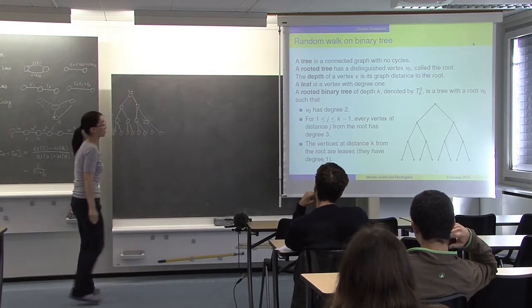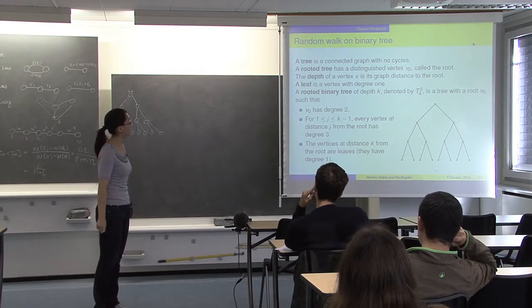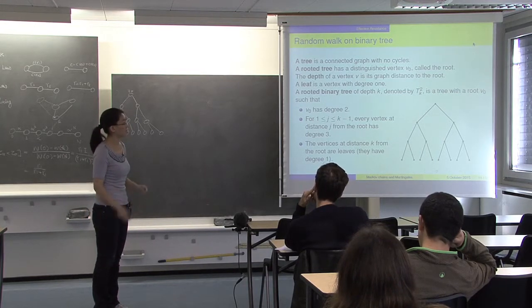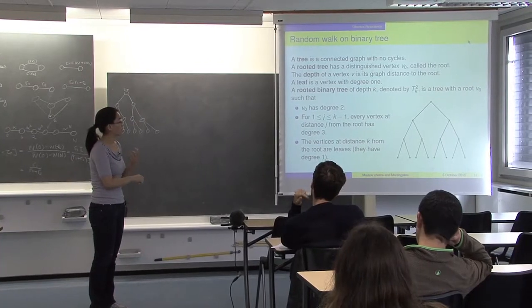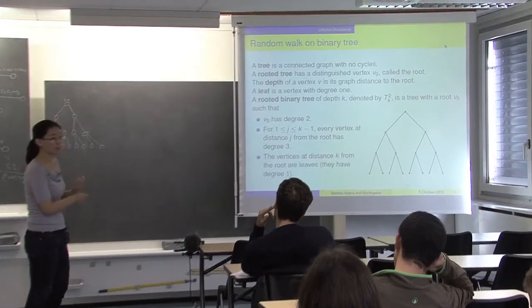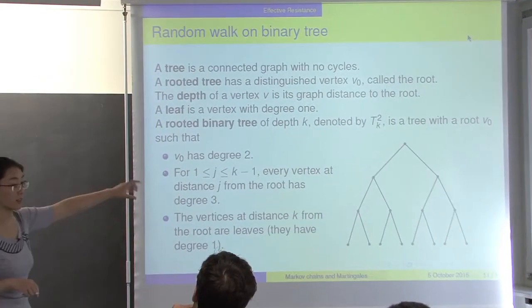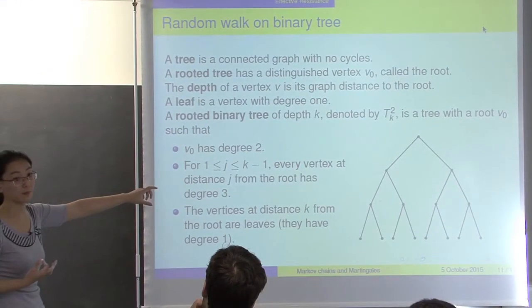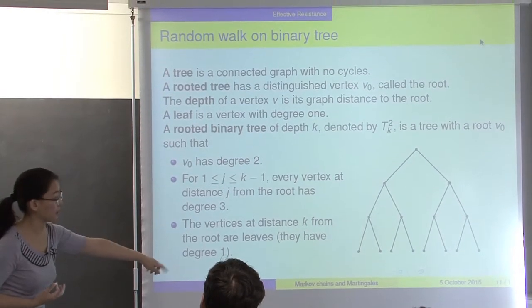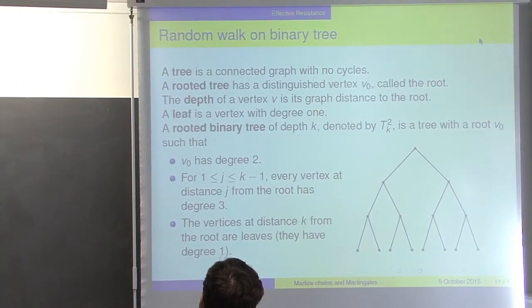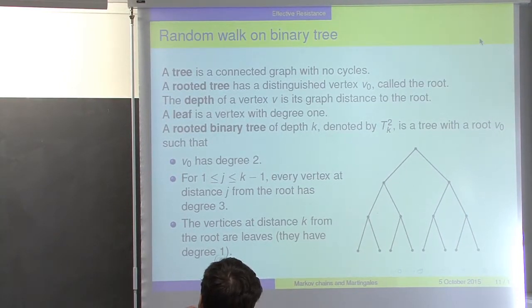So this is just the general definition for a tree. And then a rooted binary tree of depth k is just a tree such that the root has degree 2, and any vertex in the middle has degree 3, and the vertices at the leaves at the bottom have degree 1. This is just the usual way we imagine a binary tree. So this is a rooted binary tree.